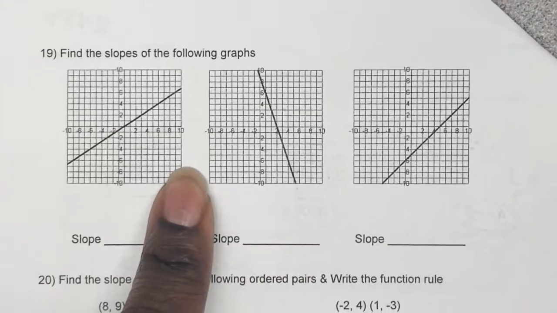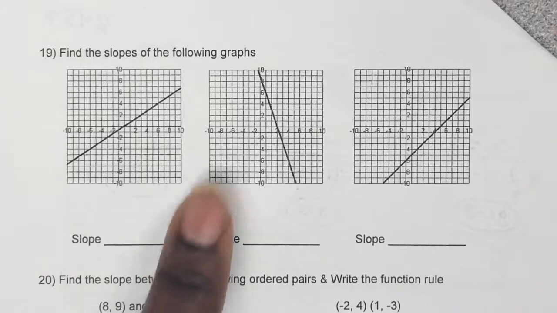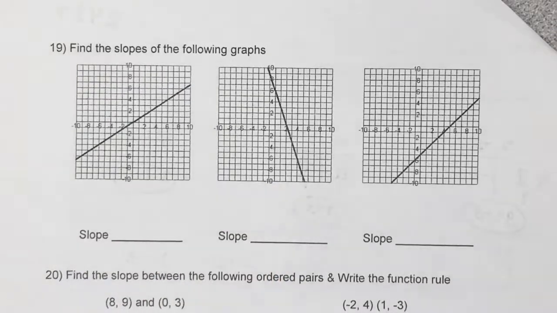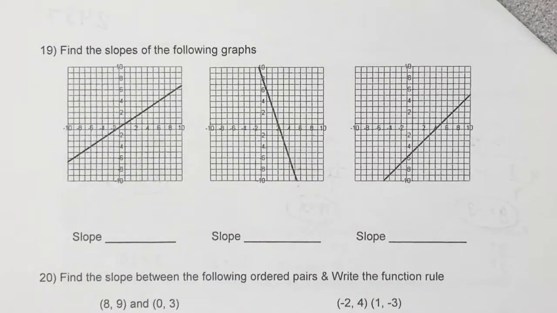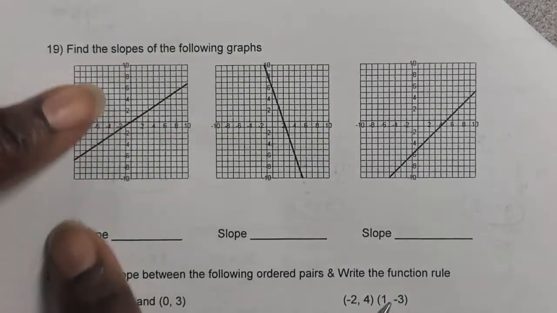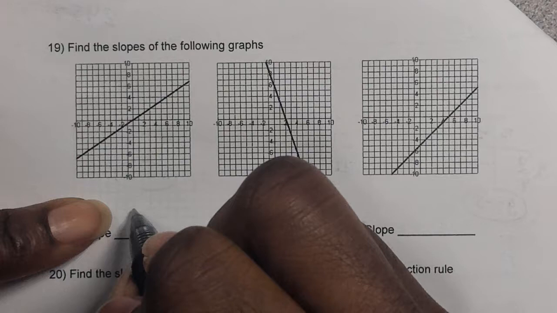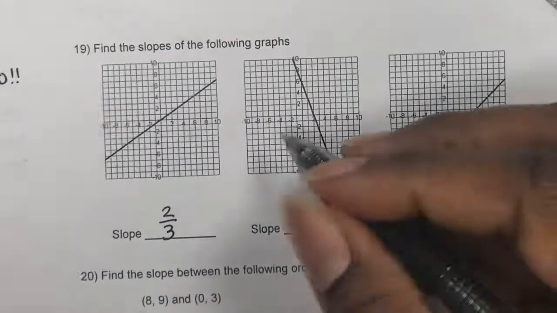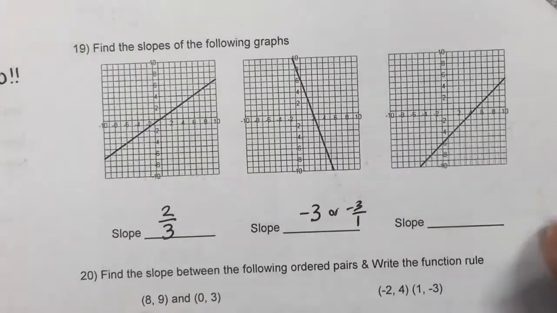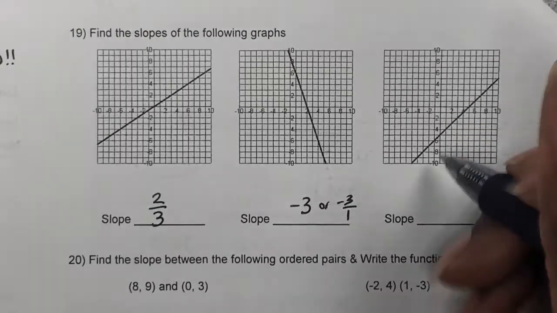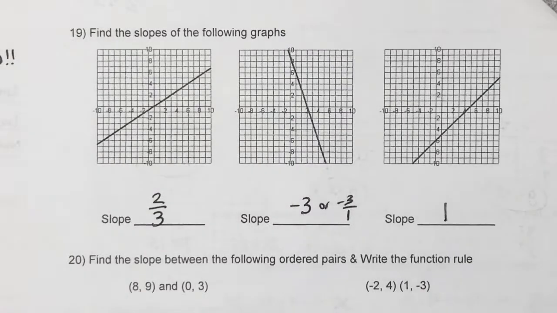All right. Finding the slopes of these is simply rise over run. But be careful because I know the graphs are so tiny. So you might want to pause the video and then you can actually find it because I'm about to give the answers right now. So you better pause it if you don't want to know ahead of time. This one should be 2 over 3. This one's negative 3 or negative 3 over 1. And this one is just a plain old 1.